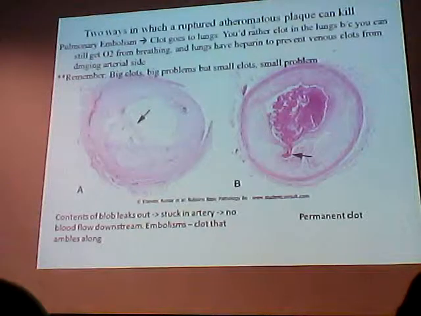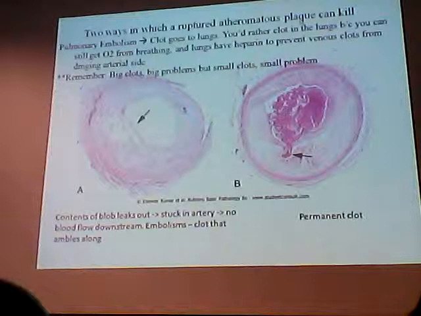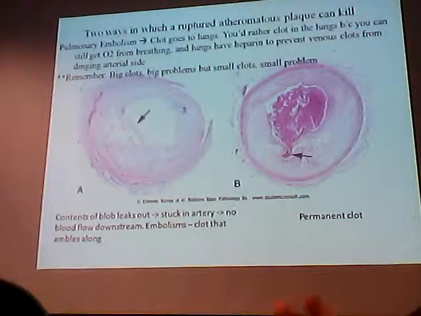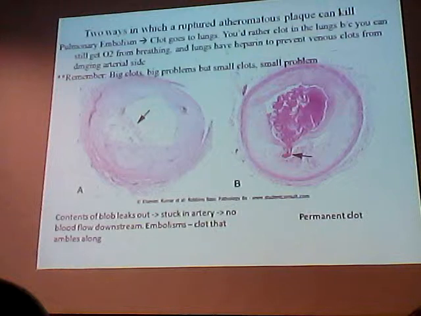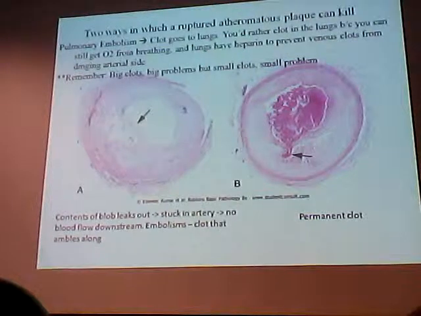So two ways in which a ruptured erythematous plaque can kill. So you could have a pulmonary embolism, so the clot can go to the lungs, and it's actually okay if clots happen in the lungs because they have a lot of heparin there to break up any clots, because you want to make sure that there's no clots in your lungs.